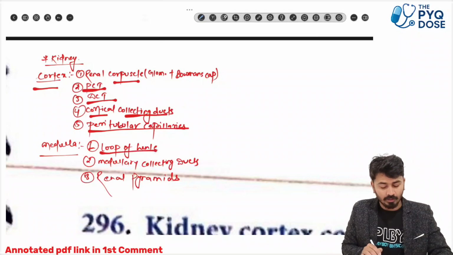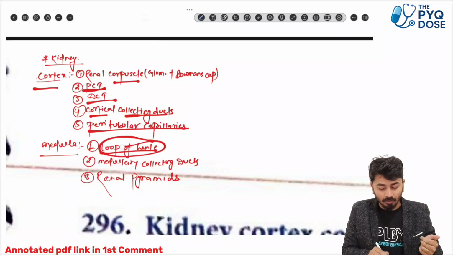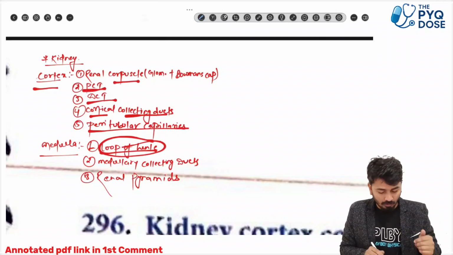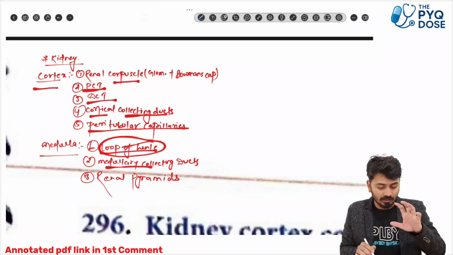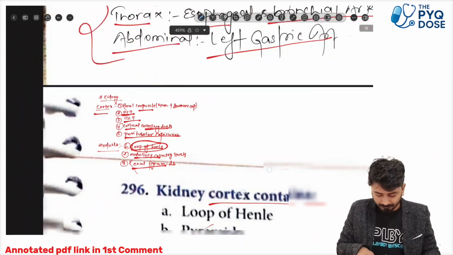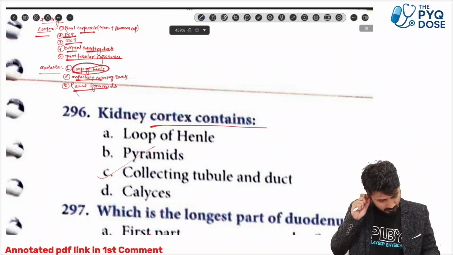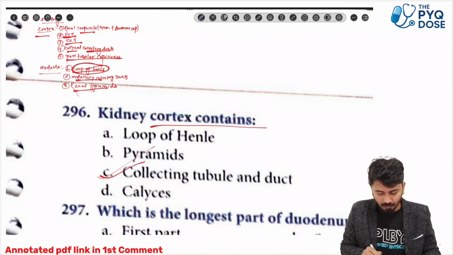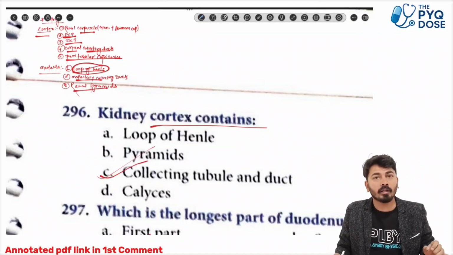अभी देखो लूप ऑफ हेनले, it will be in medulla. मोस्टली ये पूछा जाएगा कि लूप ऑफ हेनले कहाँ होता है. लूप ऑफ हेनले मेड्यूला में, medullary collecting ducts, नाम से पता चल रहा है मेड्यूला में, and renal pyramids will also be in the medulla. सो ठीक है. सो किडनी कॉर्टेक्स कंटेंट्स, जनरली कॉर्टेक्स में क्या होता है, collecting tubule and duct, collecting tubule like proximal PCT, DCT, है ना.